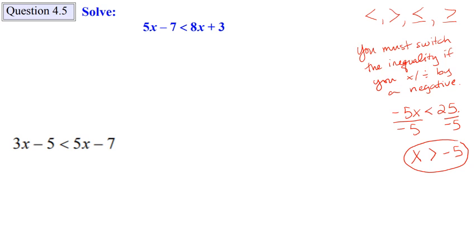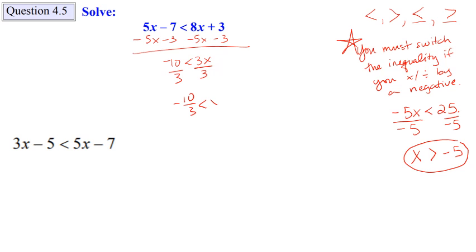Now the other part is when I solve this, I made sure that the variable was always positive. So this rule really applies for those that don't follow my suggestion. So let's take a look at the first example. If I subtract 5x on both sides and then I subtract 3, I will get negative 10 is less than 3x. So because I bring over the smaller term, I avoid this negative with the variable, so therefore I don't really need that rule. And when I divide both sides by 3, I'll get negative 10/3 is less than x.